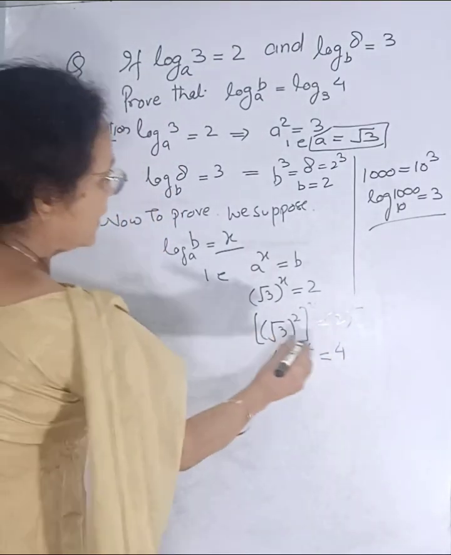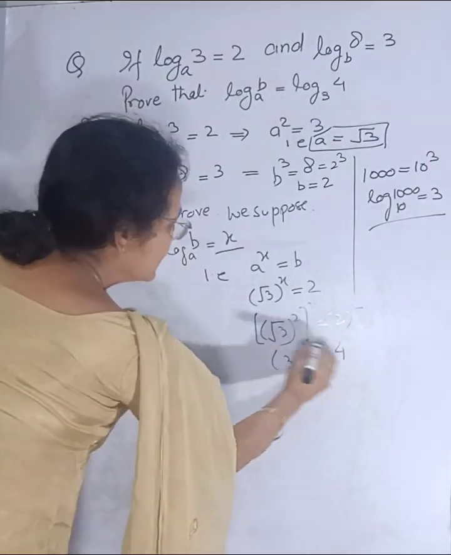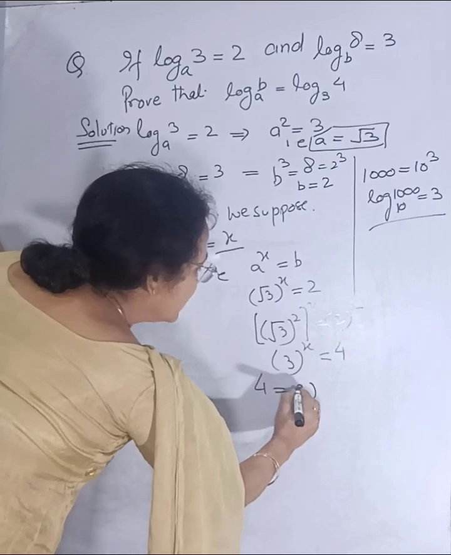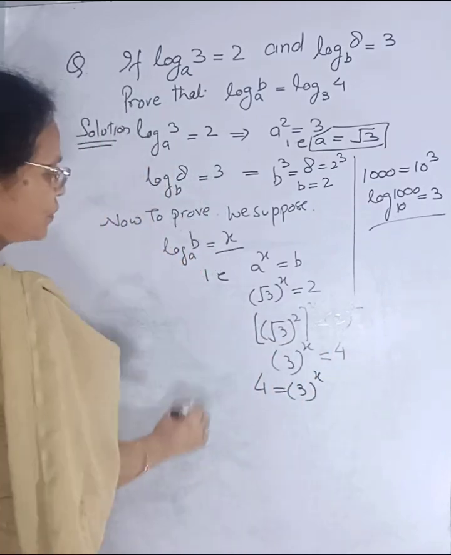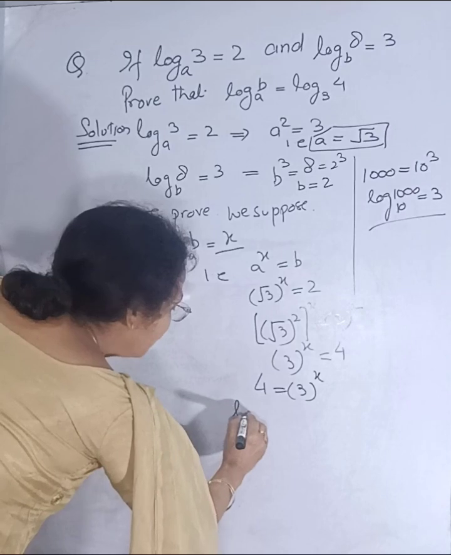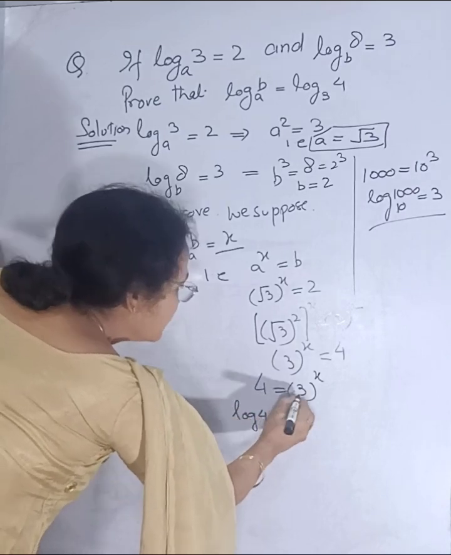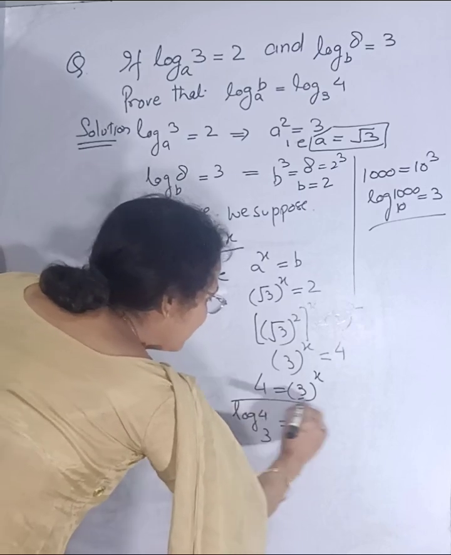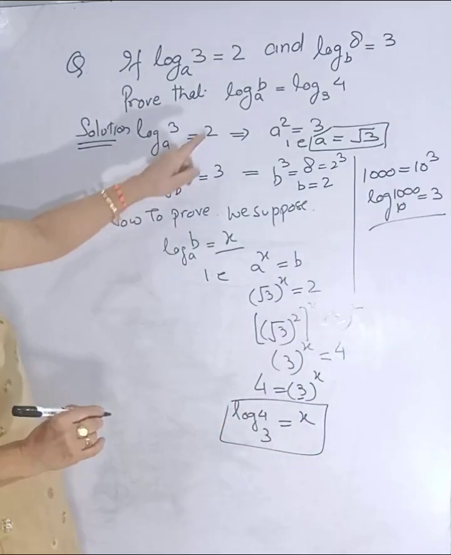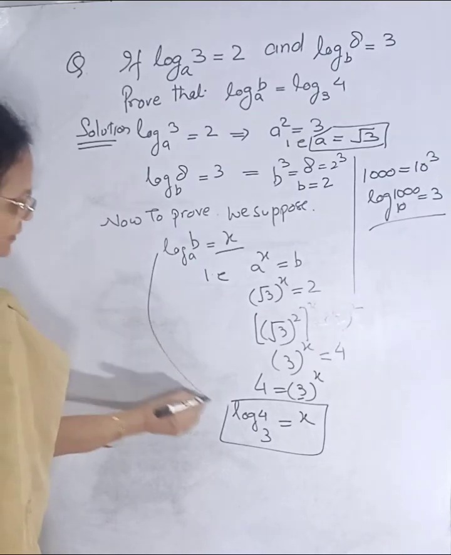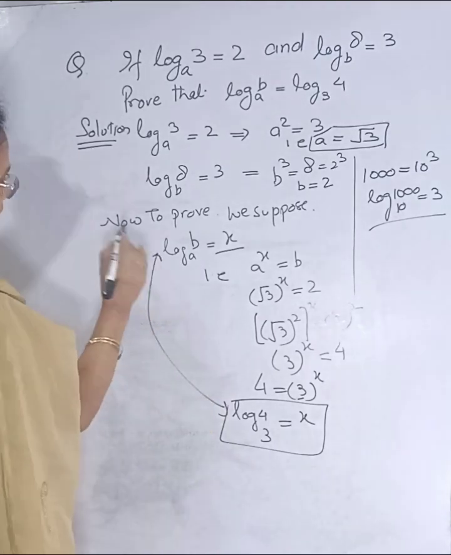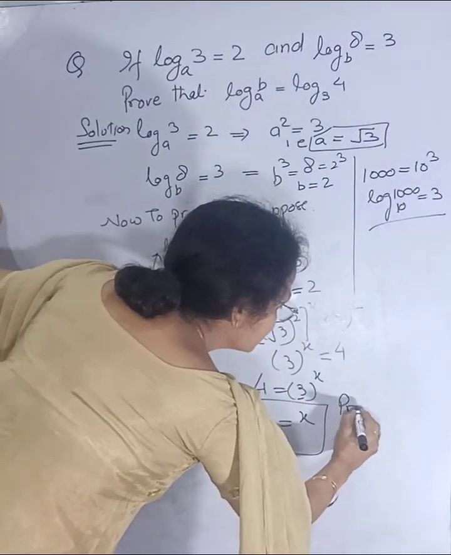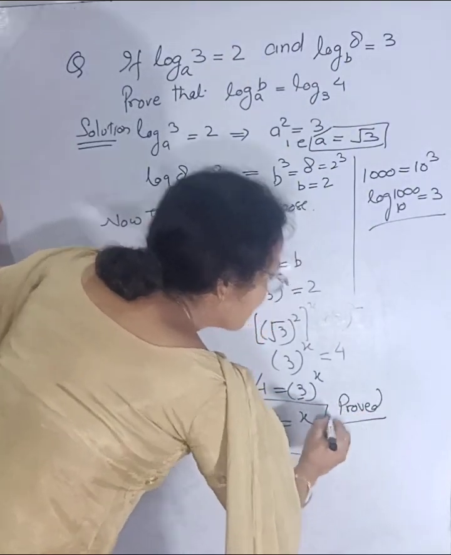Log of 4 लेते हैं. अब log of 4 जब लेंगे तो we can write it 4 is equal to 3 to the power x. Now log of 4 क्या होगा? Log of 4 to the base 3 will be equal to x. This will be the value of the x. Hence proved that this is equal to this. Okay, this is proved. Clear?